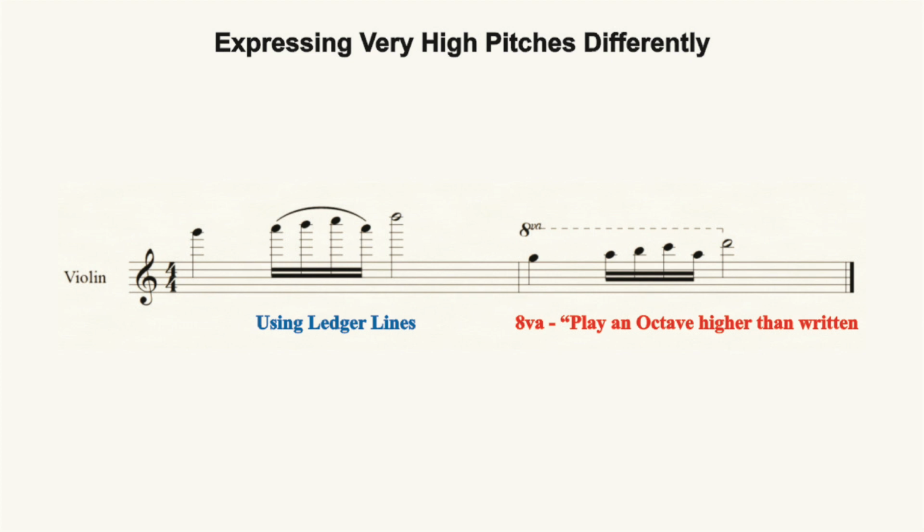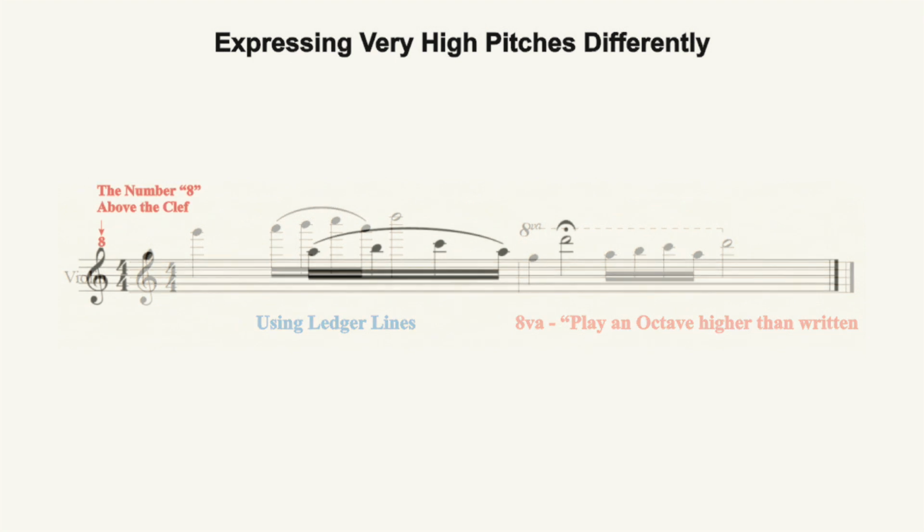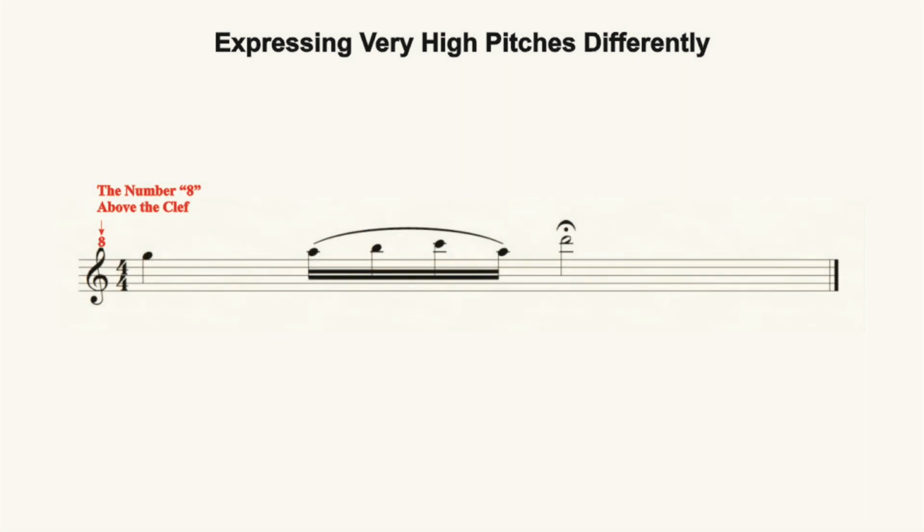Sometimes, ledger lines containing a large number of lines and spaces can be difficult to sight read. So the composer will use the articulation 8va to tell a musician to play the written notes one octave higher. Both ledger lines and the 8va tones will sound the same. We can also use a clef with the number 8 above it to mean play all tones one octave higher than written for longer passages playing very high pitches.